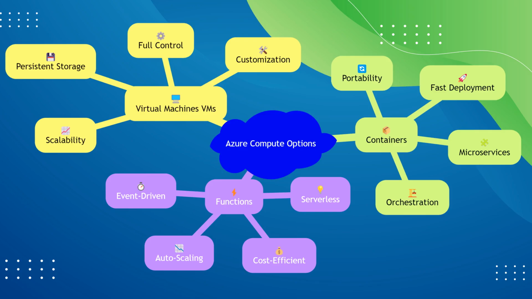Azure offers a variety of compute options to meet different needs. Understanding these options is crucial for optimizing performance, cost, and scalability. This presentation will delve into three primary compute types: containers, virtual machines (VMs), and functions. Each has unique characteristics and use cases, making them suitable for different scenarios.